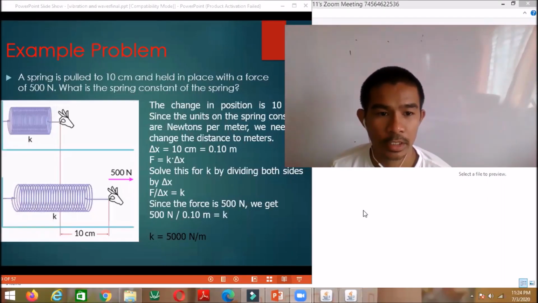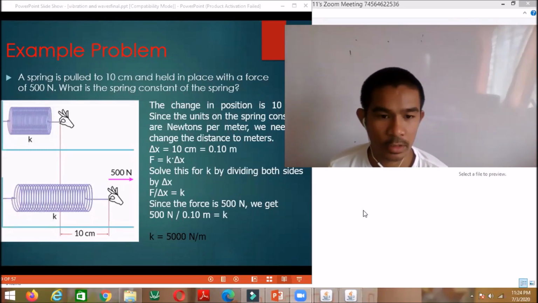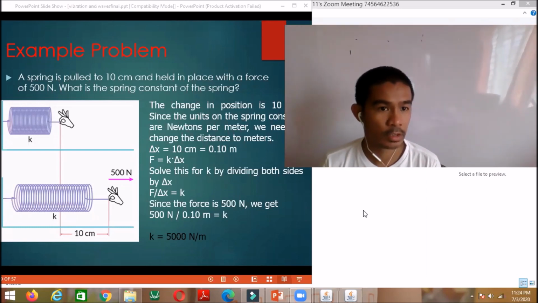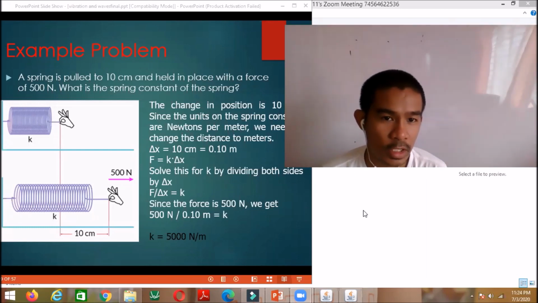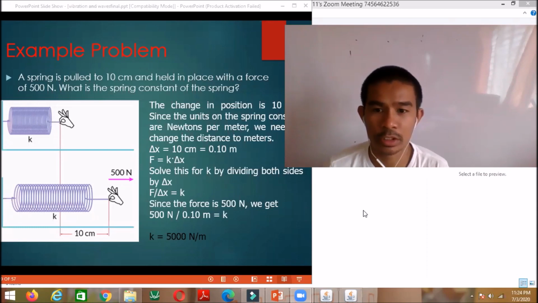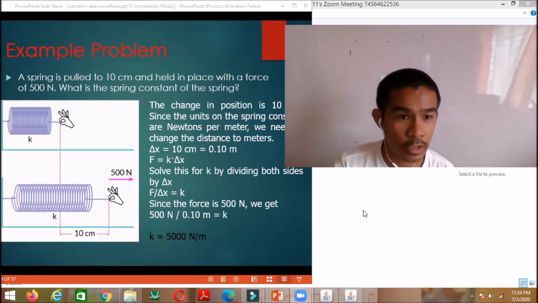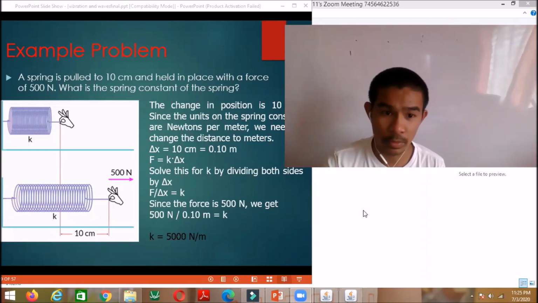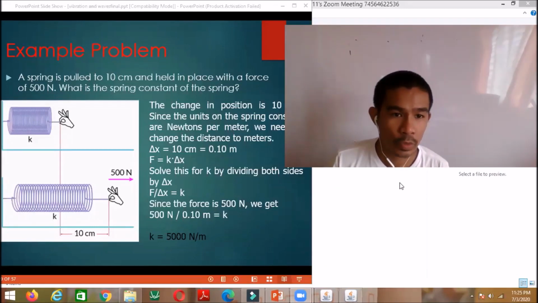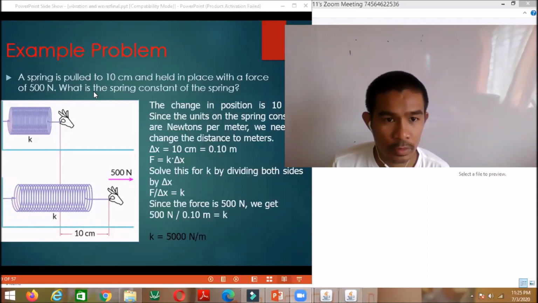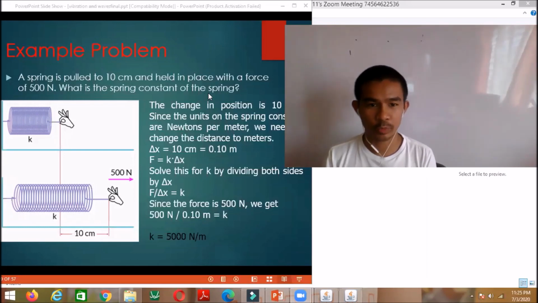Okay, so let us try answering a sample problem. It is all about Hooke's law and simple harmonic motion. So we have here a problem. A spring is pulled to 10 centimeter and held in place with a force of 500 Newton. So that's the amount of force that is exerted to stretch the spring up to 10 centimeter from equilibrium position. It is asking for the spring constant of the spring, the value of K.